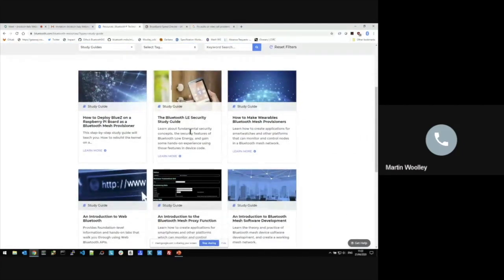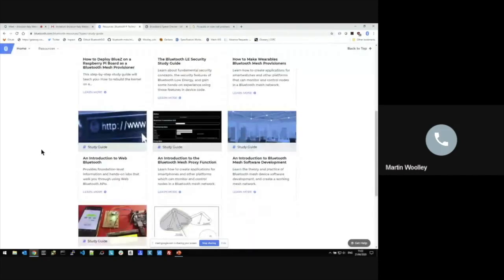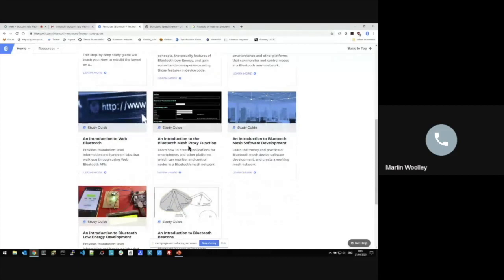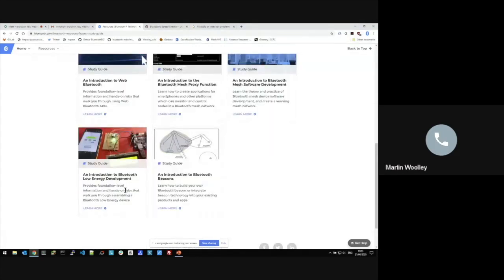The LE Security Study Guide is there to teach you everything you ever wanted to know about security and Bluetooth Low Energy. Relevant to this talk, the Bluetooth Mesh Proxy function tells you how to use the Proxy protocol so you can write Android applications, and the code for my demo is right in there. You can download it, look at the code. The Introduction to Bluetooth Low Energy Development covers all of the fundamental stuff. It's not necessarily simple, but it's all the fundamental stuff that you need to know, and it covers both the smartphone or client end of the architecture and the peripheral end as well. And if you're so inclined, you get to build a little bit of electronics and have a play.